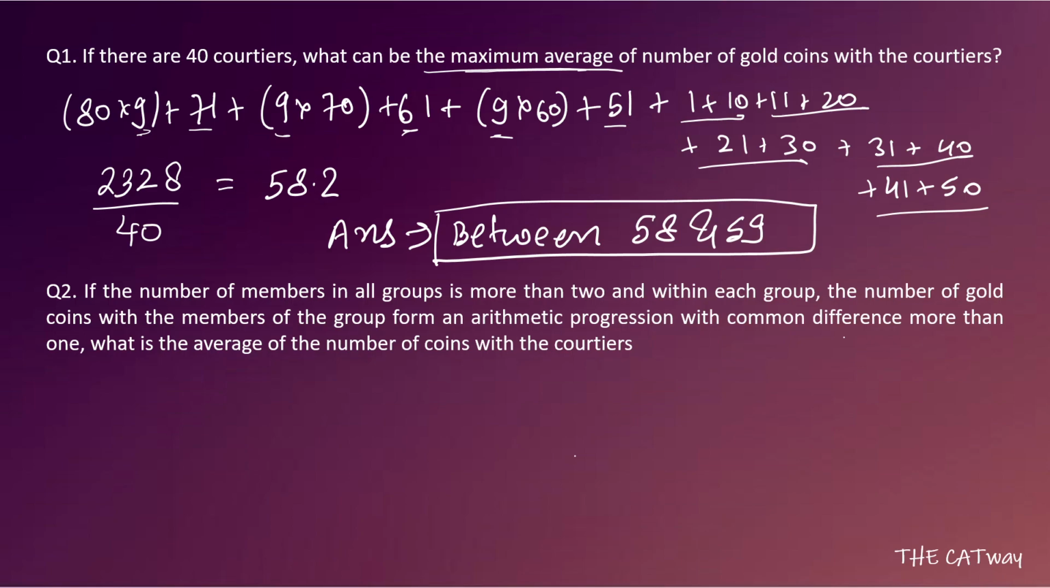Okay. Acha, we have to form a common difference in every group, and that common difference will be the same for everyone. Now, let's say for group 1, we know that there is one person with 1 gold coin and one person with 10 gold coins. Now we know that the last term is going to be 10 and the first term is going to be 1. We have to make an AP.